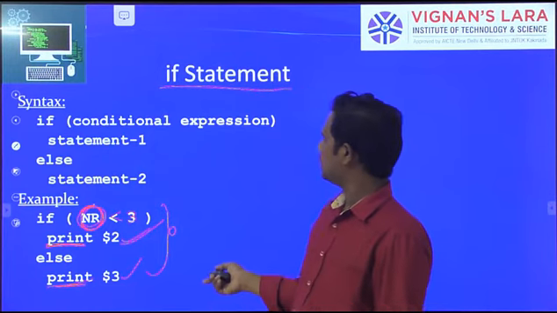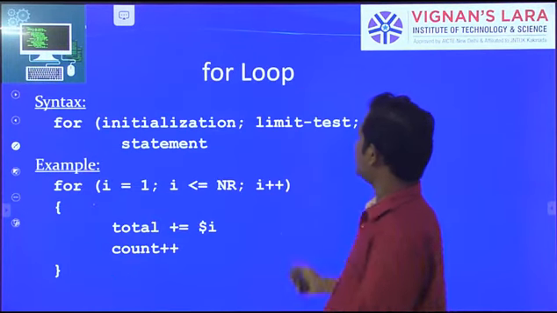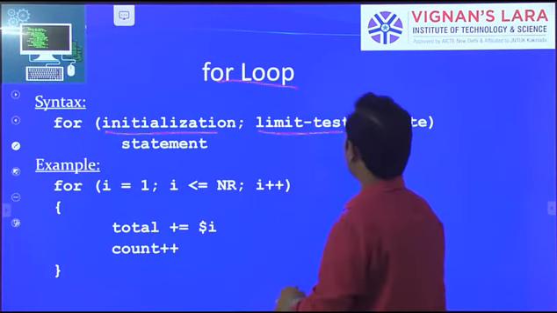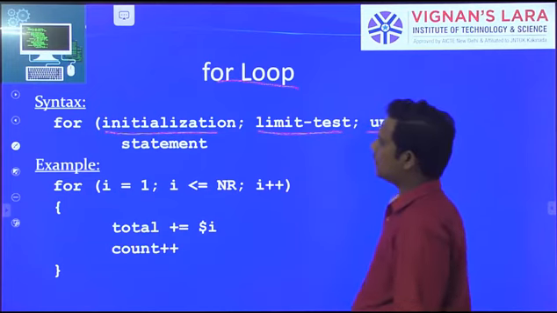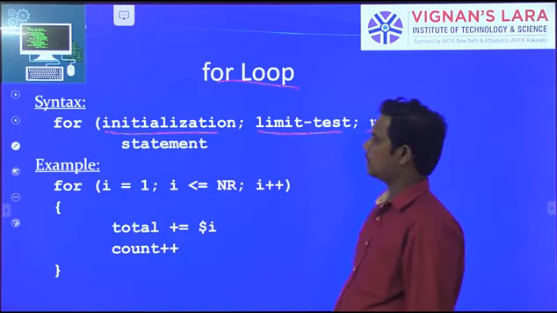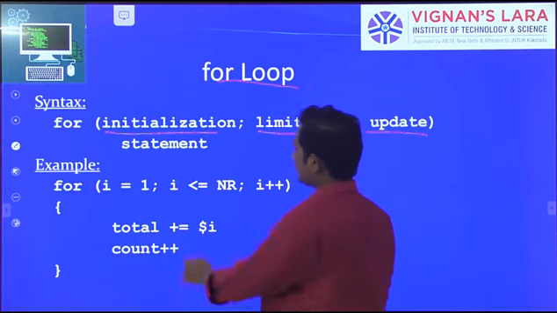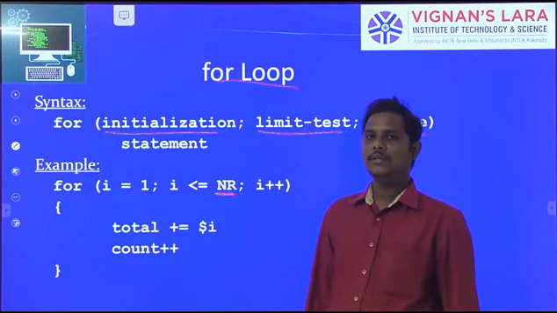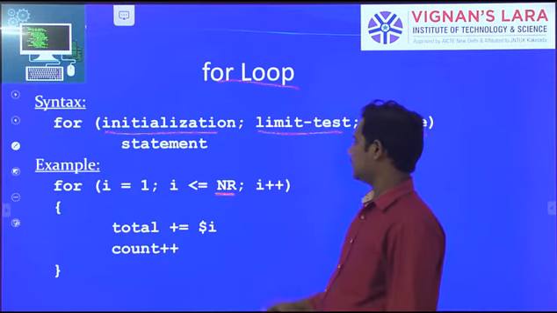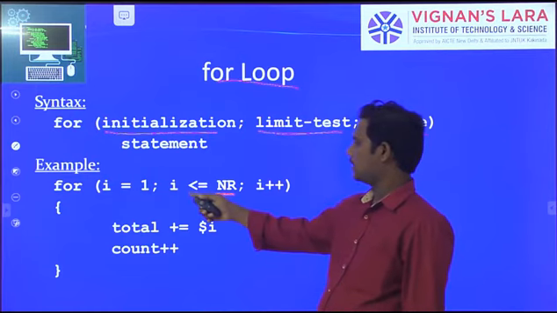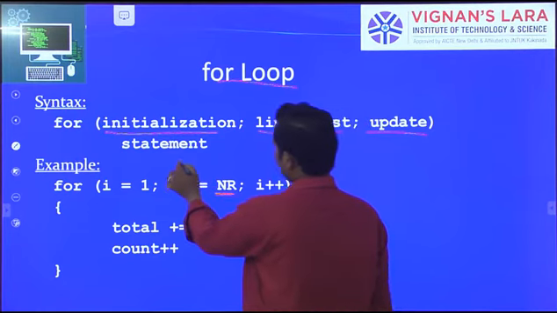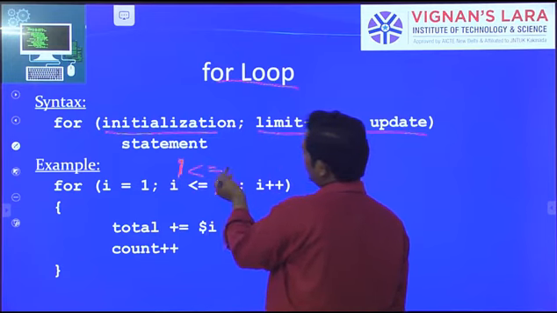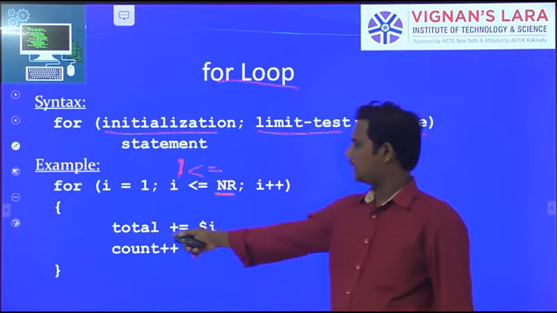Okay, simply the if statement. Now for loop statements, how is it used? For initialization, limit test, update. Okay, you know that already. So the statement is executed. So here how is it used? For i equal to 1, i less than or equal to NR. NR means number of records, i plus plus. So here i is equal to 1, so 1 less than or equal to number of records, then only this will be printed.